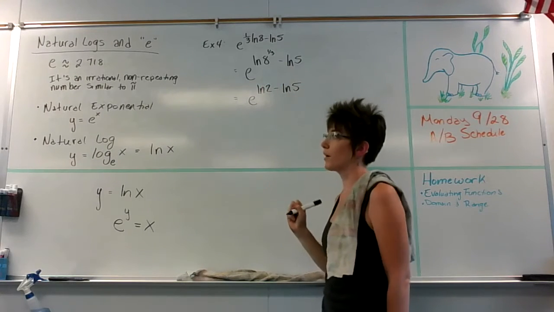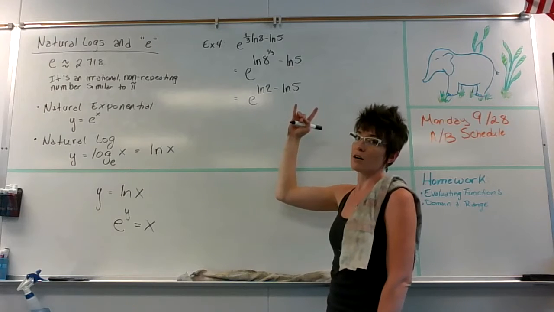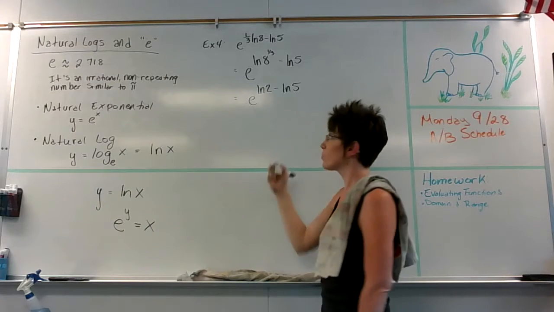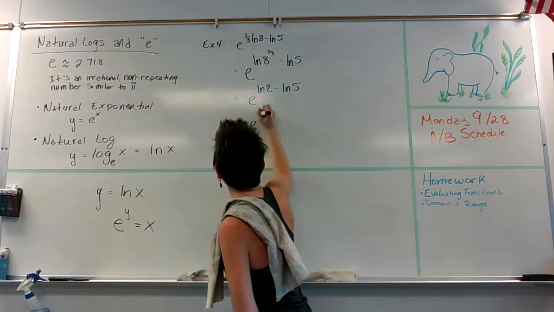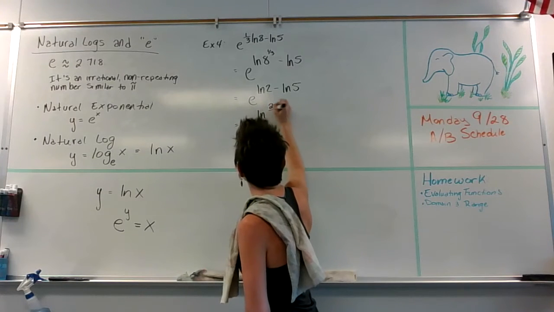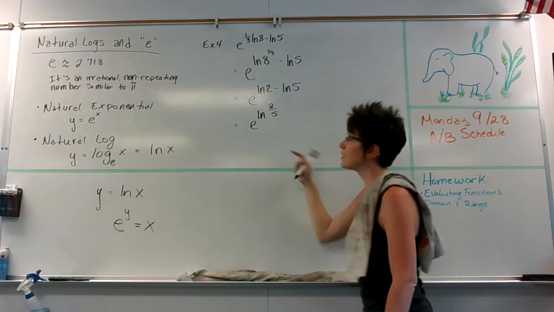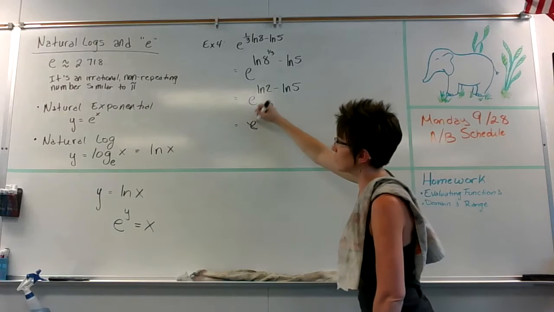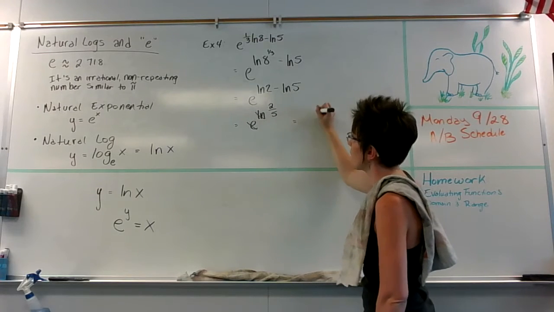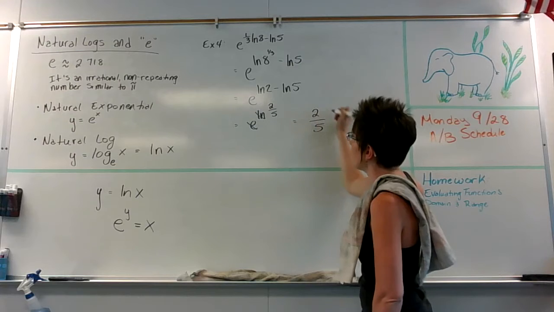Looking nicer already. Okay, when I subtract logs, that actually means that I'm dividing the inputs here. So this would look like e to the ln of 2 divided by 5. And the e and natural log cancel. They are inverses of each other. So my answer is just the input 2/5.